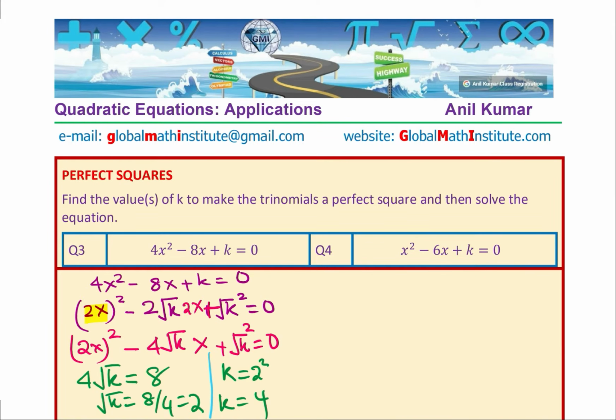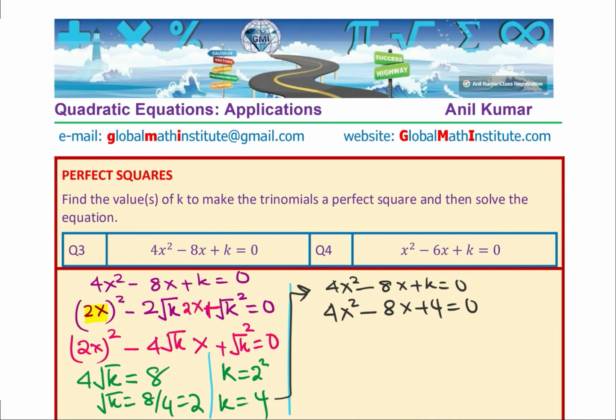Clear? So k is 4 in this case, right? Now, substituting k as 4, we can write this as a perfect square. So let's continue and find the solution of this. That means the equation now can be written as what? So we can write 4x squared minus 8x plus k equals 0 as 4x squared minus 8x plus 4 equals 0. You see that?